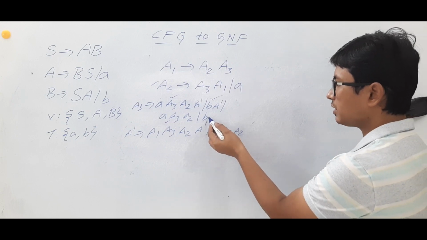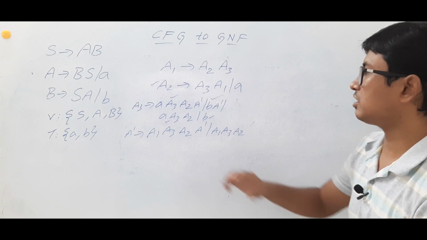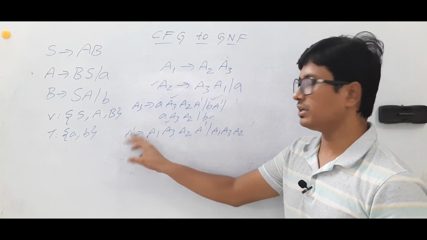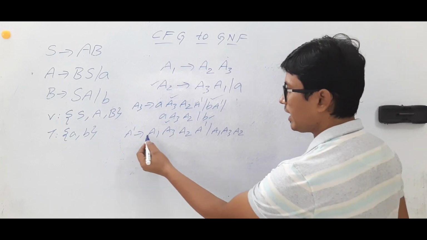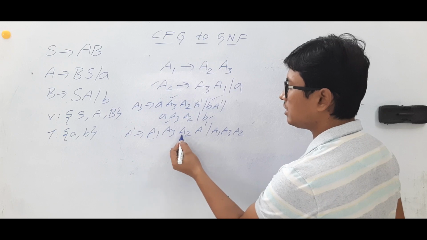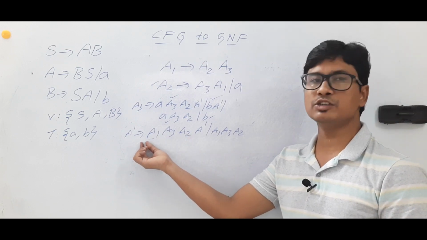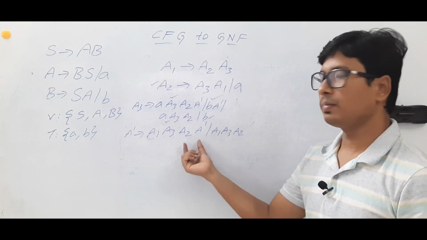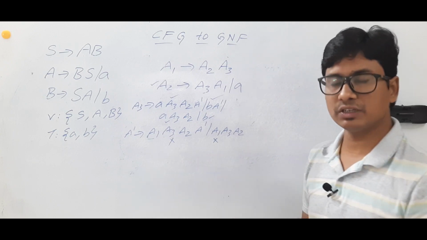And come to this one. A variable can determine a terminal. So the complete production of A3 is in the GNF. Okay, done. Now come to this one, A dash. A dash is not in the form. Am I right? A dash is saying A1, A3, A2, A dash. So it is having only a combination of variables. It is not starting with a terminal. Similarly, this one also. Are you able to understand? So these two are not in the GNF form. So we will convert them into GNF form.